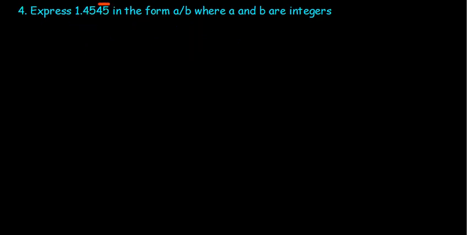So let's consider question number 4. Want to express 1.4545 in the form a over b, where a and b are integers. Again, we'll let x be equal to 1.4545 repeating. So the only thing is we need to make sure that the decimal is always in front of the repeat number and behind the repeat number.